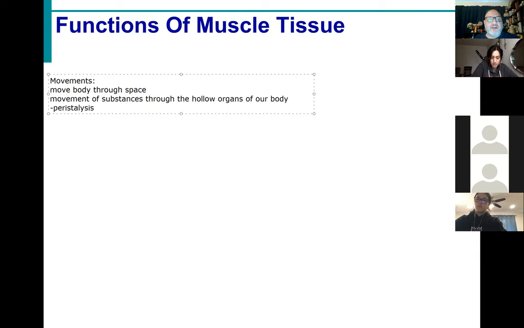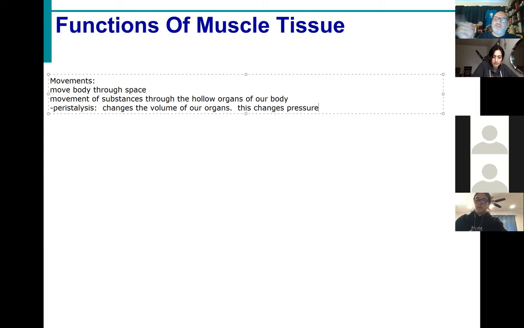And what peristalsis actually does is it changes the volume of our organs. If you change the volume of our organs, what else do you change? What makes the world go round? Pressure. Absolutely. Changes the pressure. And those pressure changes are what move substances through the body.